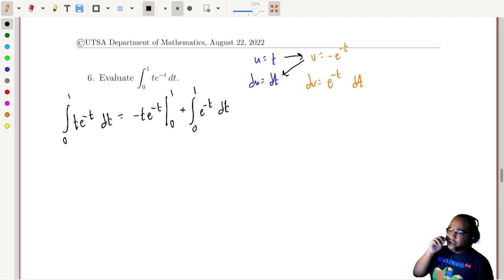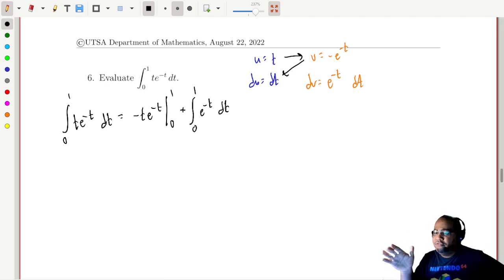So notice here that the only change I made is that whenever I have a definite integral, I evaluate the product term, that uv, on the boundary, at the endpoints.